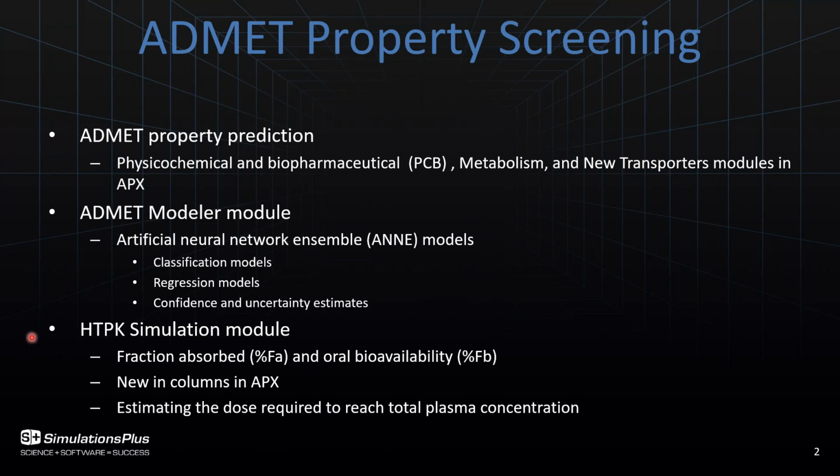In the final section, I'll discuss the HTPK simulation module. So this stands for high throughput pharmacokinetic simulations. With that, you can calculate fraction absorbed and oral bioavailability. And then we've added some new columns in APX, so I'll discuss those new columns and the equations that go with them. And then finally, I'll discuss estimating the dose required to reach a total plasma concentration. So in this model, you're kind of putting all of our models together and incorporating them into a PBPK model.